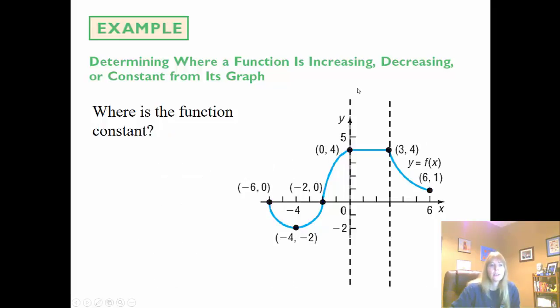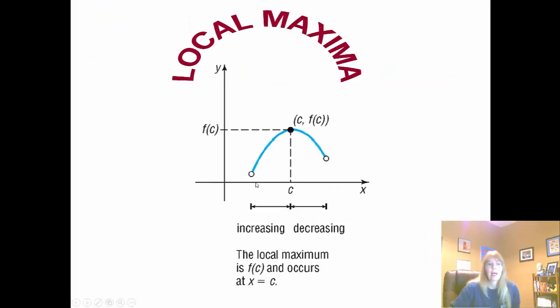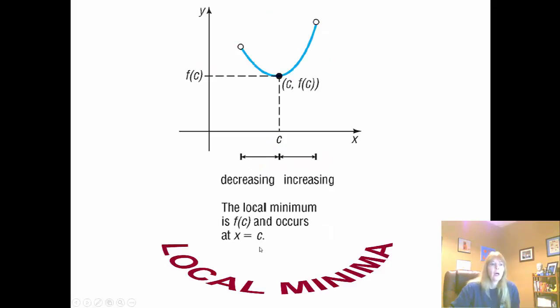Where is the function constant? Well, as I can see, it's constant between 0 and 3. Then we look at finding maxes and mins. A local max is easy to find with parabolas, but all it really is is the highest point of the function. This function's not going to turn and go back up. If we're looking at minimums within an interval, that's why I'm using the word local, then we end up with the lowest point within that interval.